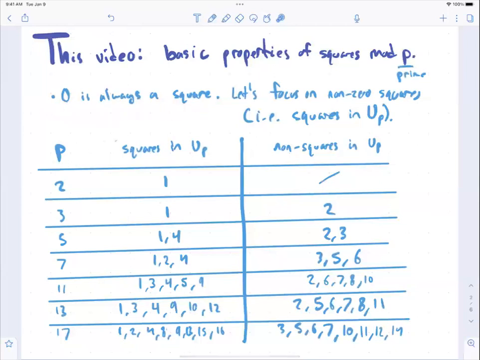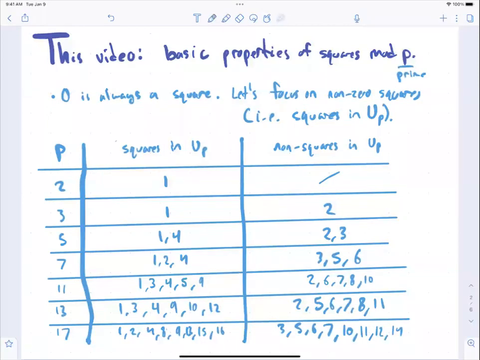So let's just throw away 0. And we're going to focus on understanding what the non-zero squares are. In other words, the squares in the units U_p. So these are the units mod p, all the invertible elements mod p, which just means all of the non-zero classes mod p. Okay, so here's a little table that we made most of in class.